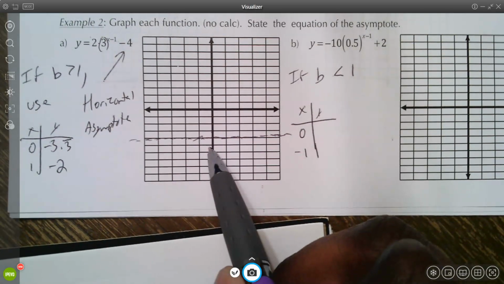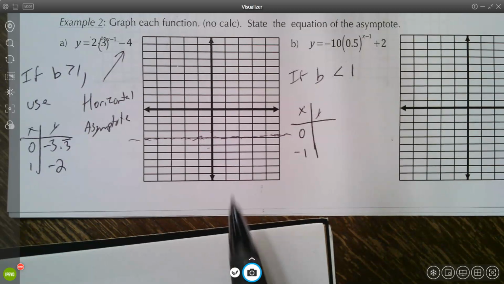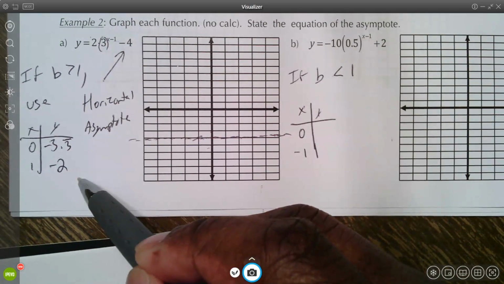Once you have your horizontal asymptote and 2 points, you can graph it. So what you need first is your horizontal asymptote and 2 points.